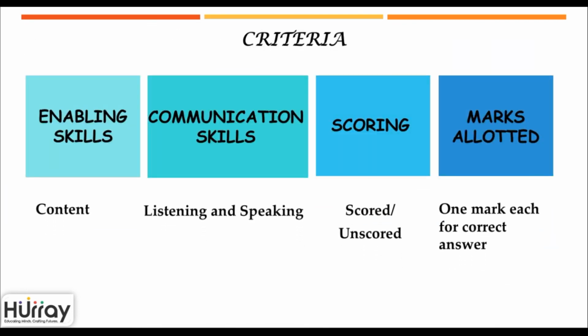Let's look at the criteria. The enabling skill is content. Communication skills are listening and speaking. Scoring is scored and unscored. And you get 1 mark for every correct answer, 0 for incorrect answers.